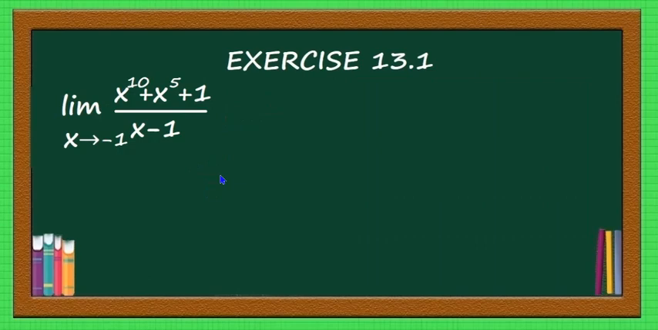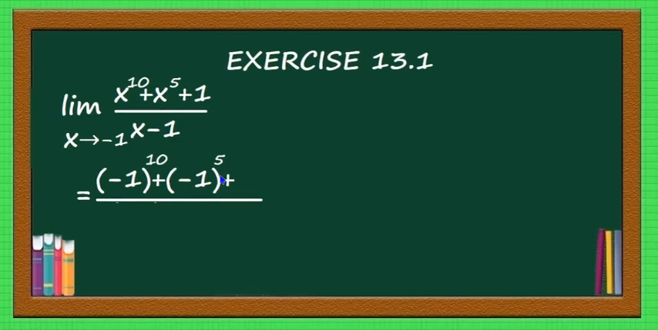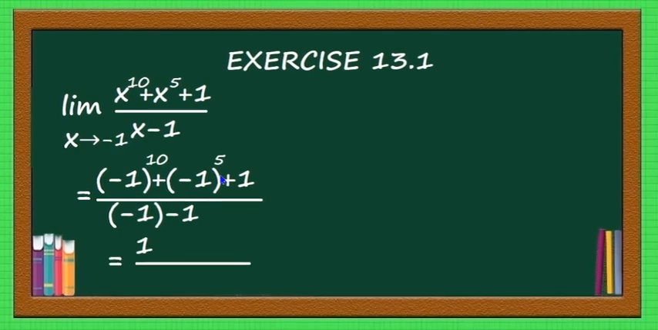And you take this question, limit x tending to minus 1 of x power 10 plus x power 5 plus 1 divided by x minus 1. Here put x equal to minus 1. You will have minus 1 to the power 10 plus minus 1 to the power 5 plus 1 divided by minus 1 minus 1, and that's equal to 1 minus 1 plus 1 divided by minus 1 minus 1. 1 minus 1 gets cancelled, and that's equal to minus 1 by 2. And this is the limit of this function.